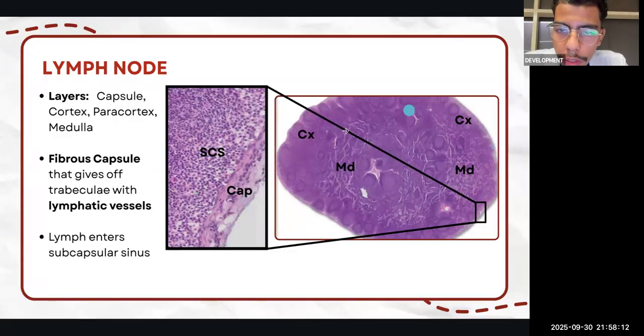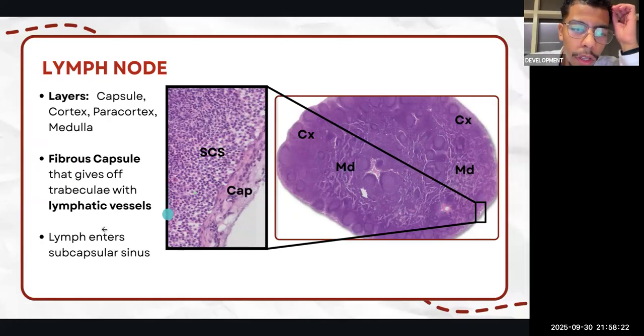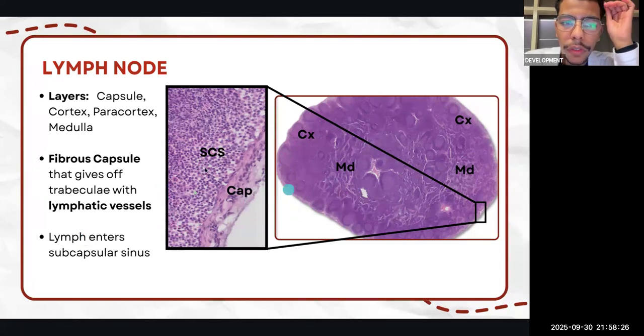Then we have the cortex. Then we have a paracortex, okay? And then in the middle, we have what? The medulla, okay? So that is it for identification here.